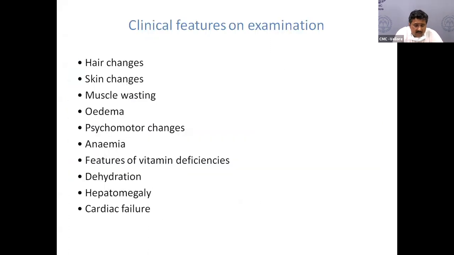So clinical features, I have already told about kwashiorkor, where skin changes are very pronounced. One of the other things is that they can be associated with vitamin deficiencies. We can have vitamin A, B, C, D deficiencies associated with these malnutritions. These are all the clinical features on examination which can be picked up: severe hair change, skin change, muscle wasting, edema, and anemia, which can be picked up on examination.